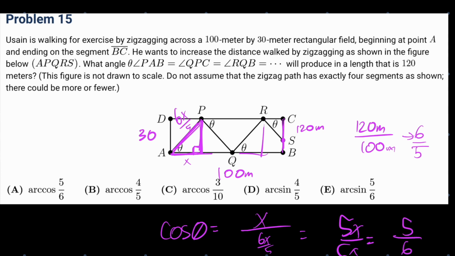over 6. This is in the domain of arc cosine, so we can apply it to both sides, giving us theta is arc cosine of 5 over 6, which is choice A.